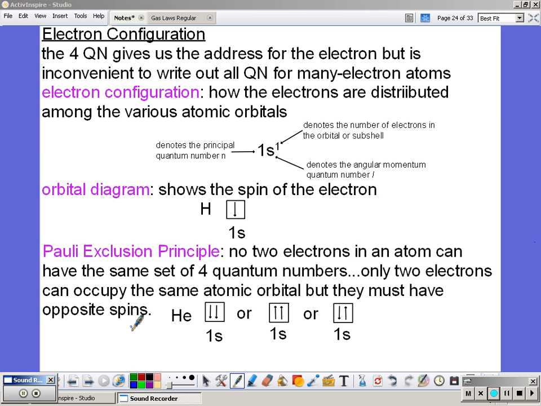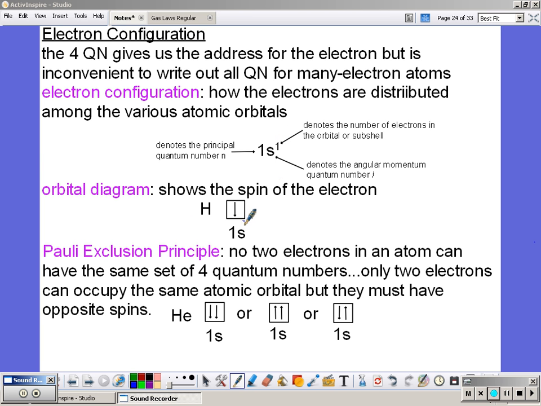So the big number 1 denotes the principal quantum number n. The letter denotes the angular momentum quantum number L. And the superscript, or the exponent, denotes the number of electrons in the orbital or sublevel. An orbital diagram shows the spin of the electron.